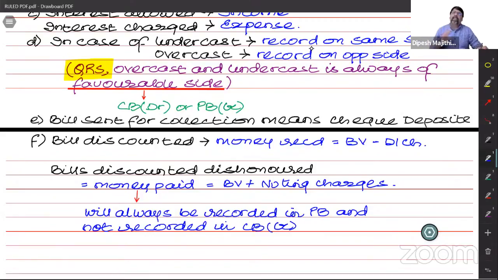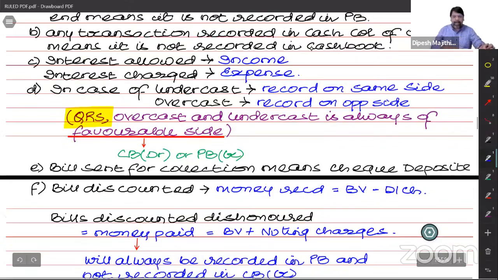You are supposed to pay money. How much are you supposed to pay? Bill value plus noting charges. It will always be recorded in the passbook debit side. Cash book credit side, it will never be recorded. So you are supposed to record in the cash book credit side. Correct? What value? Bill value plus noting charges. Am I clear, chartered? So this is your overall thing.